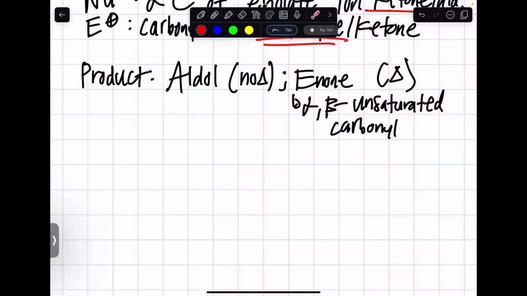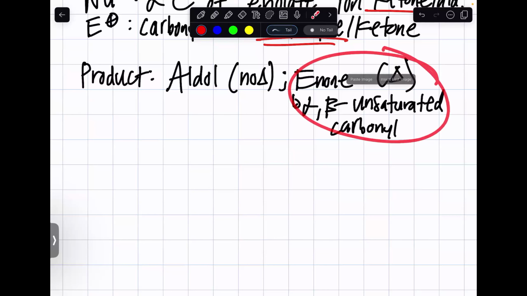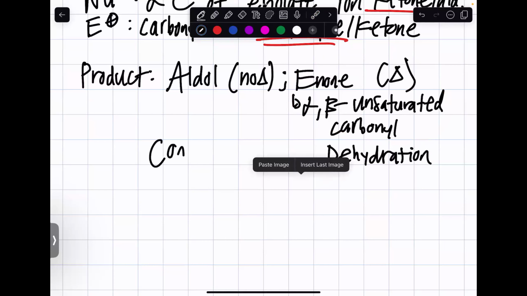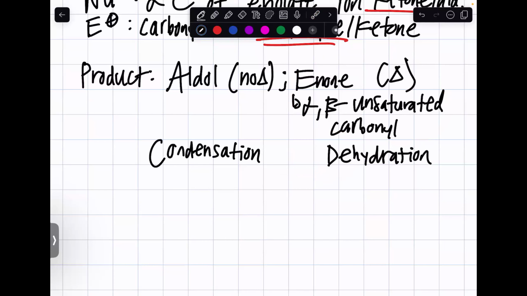Right. Well, some professors, even though they put no heat, just go all the way to the enone, right? Because that's aldol dehydration. If you have no heat, then that's aldol condensation. So it actually depends on the professor, but for the DAT, do they give you heat as well for aldol reactions or no heat? Because I'm pretty sure they do give heat as well.